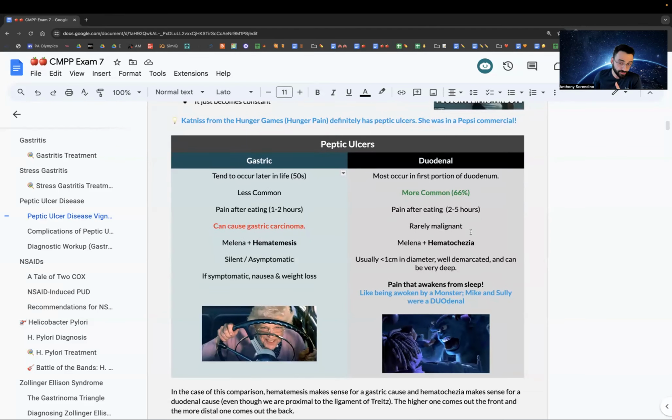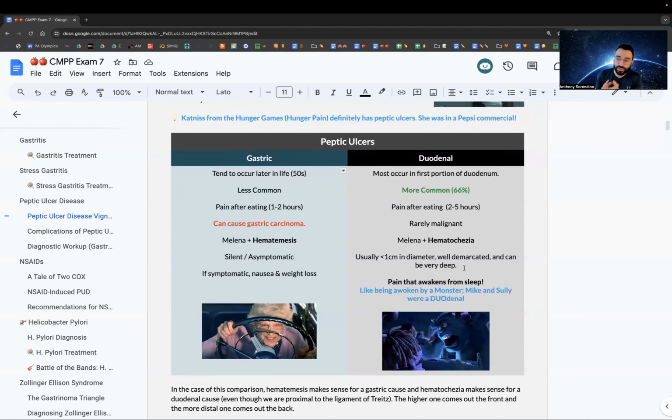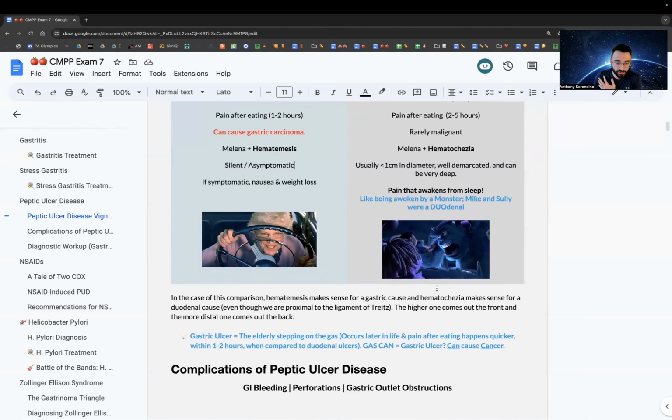Okay. Mostly, obviously, they occur in the duodenum, but mostly in the very first portion of the duodenum. So right after like the pyloric sphincter there. These are going to be rarely malignant. They're usually pretty small, so less than 1 centimeter, very well demarcated, and they can be very deep. The big thing here, this is definitely going to be a question, is a duodenal ulcer awakens you from sleep. So I think of like Monsters, Inc., Mike and Sully, awaking you from your sleep like a monster. So duodenal ulcers, they're more common, they are rarely malignant, and they're going to awaken you from sleep. So there's one question you just got right there.